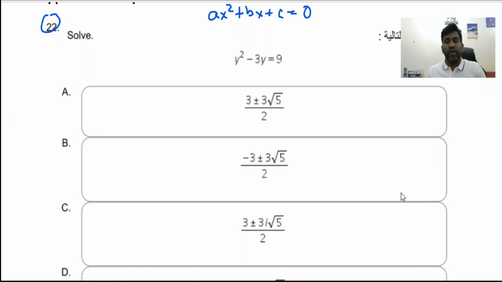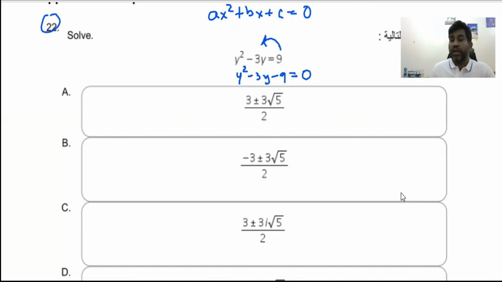It's not necessary for it to always be in terms of x. It may be in terms of y, m, j, whatever it is, because this is just a variable. I just need to check the format. So to convert it into the standard format, this value has to be on this side and the something will be equal to 0. Then your equation becomes y² − 3y − 9 = 0. This is what we got, a quadratic equation, right?